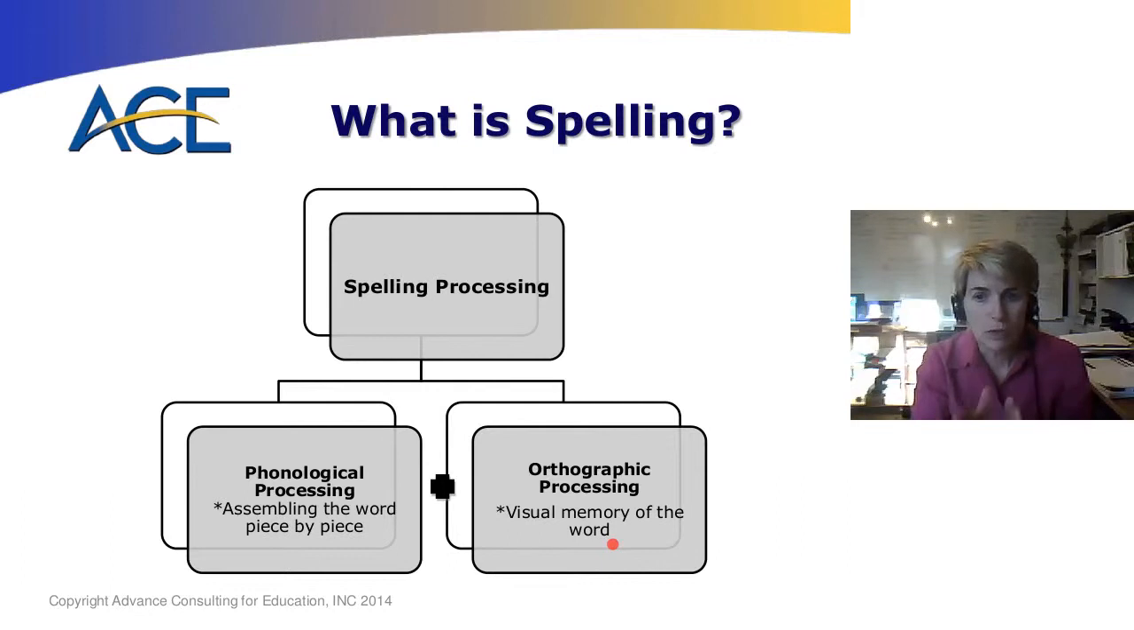So this is where we want to get our students to, where they can do phonological processing for the majority of their words, and then orthographic processing or the whole word approach for those short, high-frequency words that they encounter. Okay. So that's kind of what happens at the brain level when it comes to spelling. And so we're going to keep this in mind as we take a look at how we're going to work with our students in the classroom on their spelling.